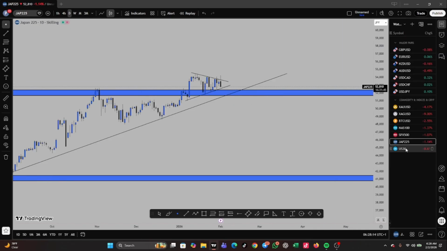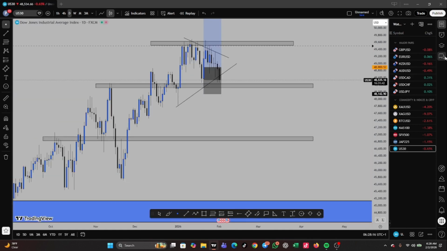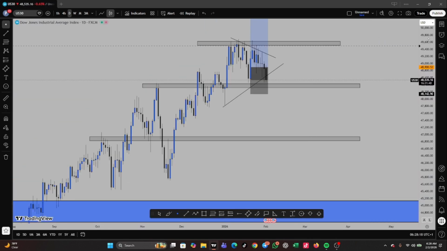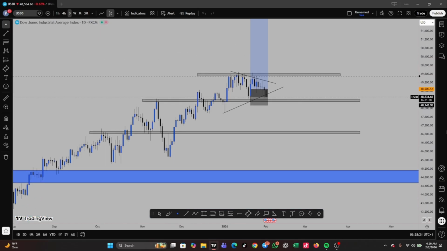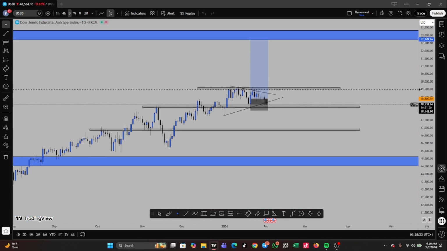And lastly, we have US 30. I took a trade here some days ago, and you can see the market is already against my position. I entered with a break and retest concept. So when the market starts ranging, that is when I spot this triangle pattern. Then I just have to mark it out.